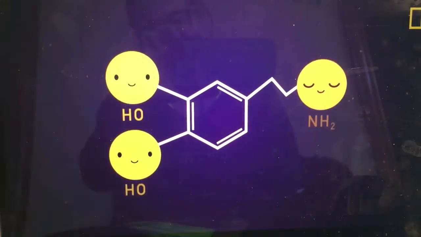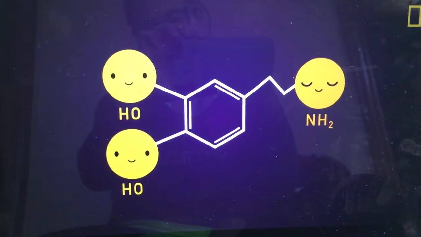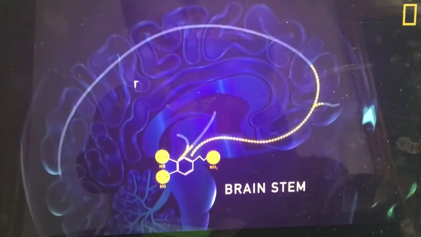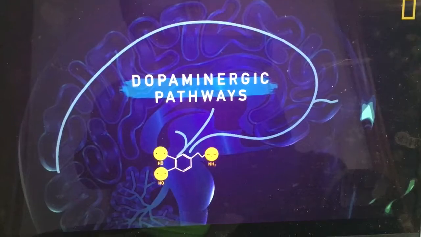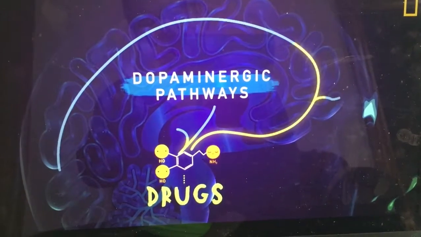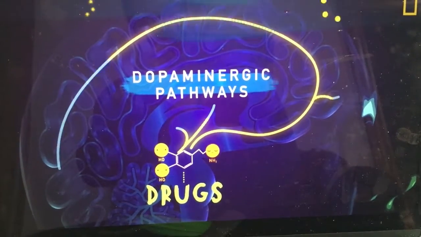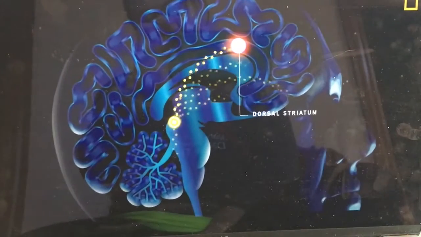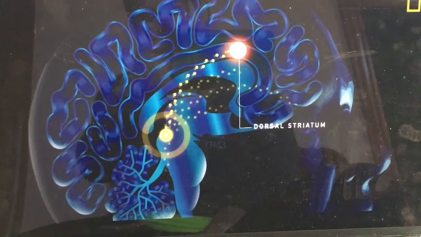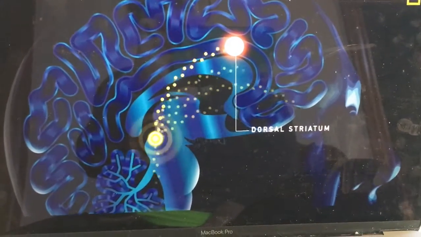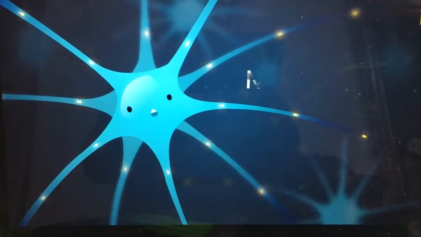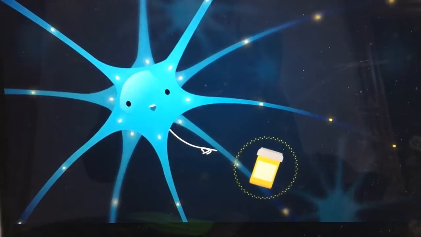Let's break it down this way. Your desires are triggered when dopamine, starting at the top of the brainstem, travels through neural pathways to affect the brain. Drugs increase this flow of dopamine. Where does the dopamine go? It flows throughout the brain's craving circuit, including the dorsal striatum, where brain nerve cells called neurons begin to form habits by identifying fun things that you've done, like buying drugs or cigarettes.